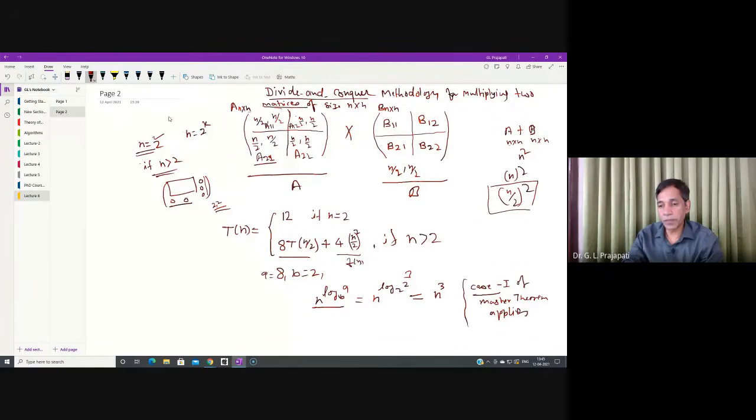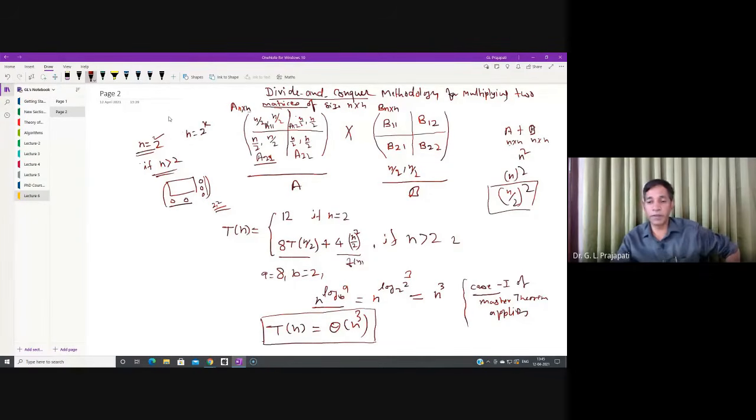So according to case 1 of master theorem, you come to know that n raised power log b a is polynomially larger than f of n. So what is the bound? Bound is the larger one. So T of n is equal to theta of n cube. This is the answer. So once you solve the recurrence that appears with the help of divide and conquer techniques, if n is greater than 2, then you are obtaining the bound as theta of n cube. And whenever you have gone to the brute force method, the bound remains the same, theta of n cube. So there is no improvement.